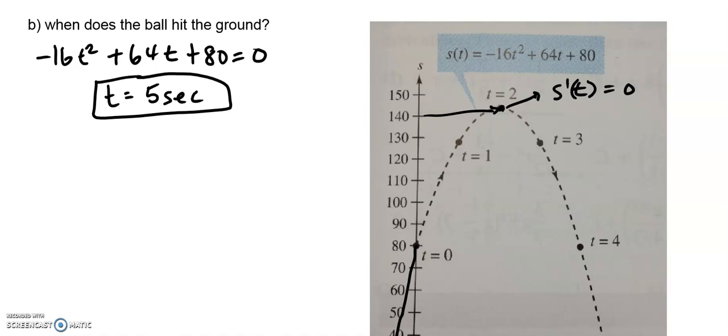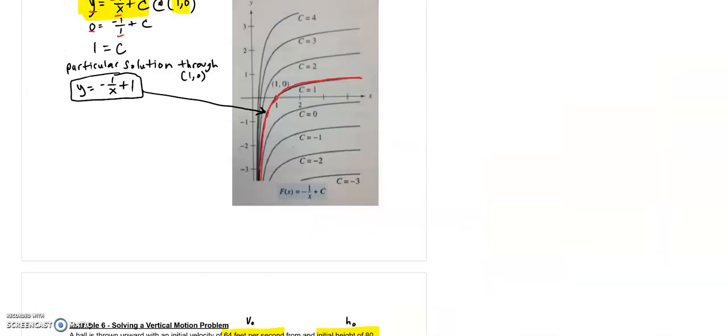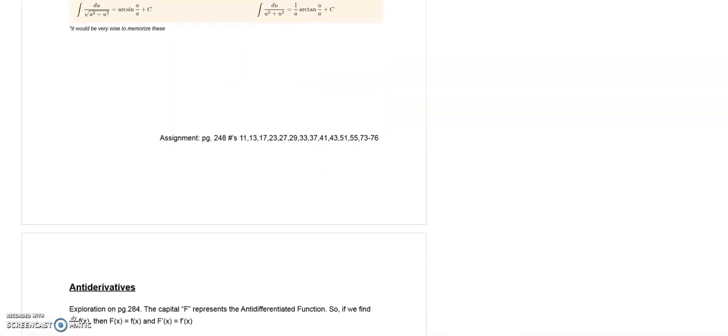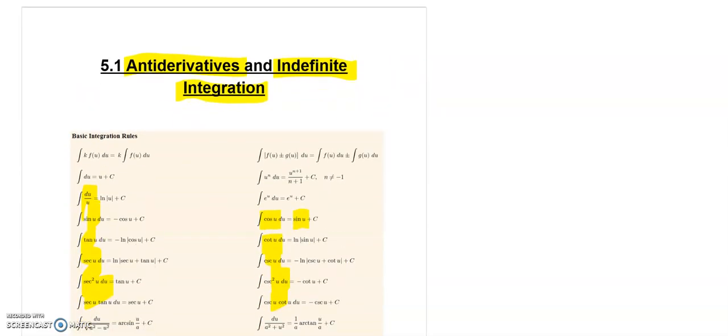Okay, that is it for this page of notes. That's all you need for this section, introduction to integration. Next section, we will talk about applications of the area in integration.